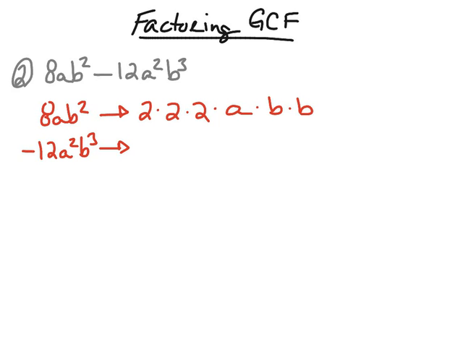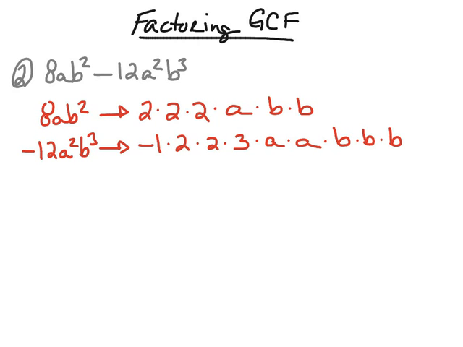Now I'm going to do the same thing with my negative 12a squared b cubed. Now notice this term is negative, so I'm going to start with a negative 1. And what I want are all the prime factors of 12. In that case, this would be 2 times 2 times 3. Because 2 times 2 is 4, 4 times 3 is 12. A squared would be a times a. B cubed would be b times b times b.